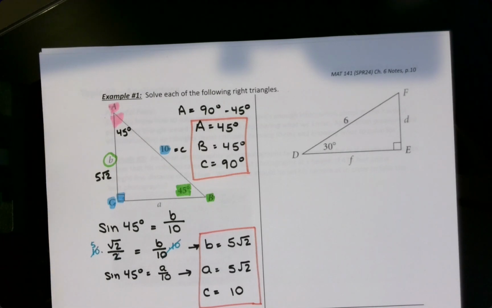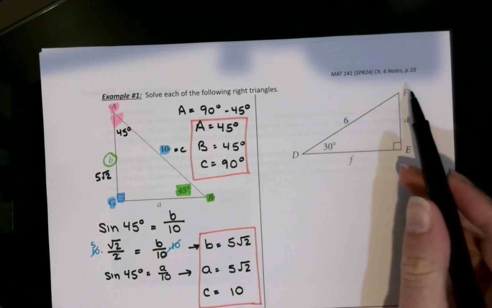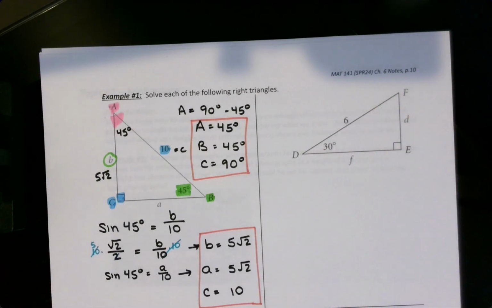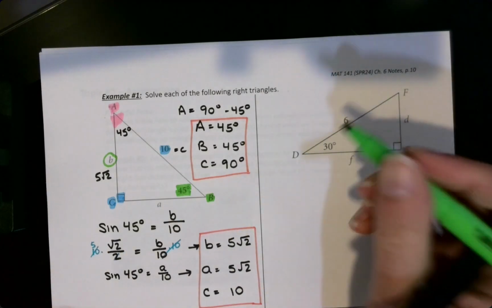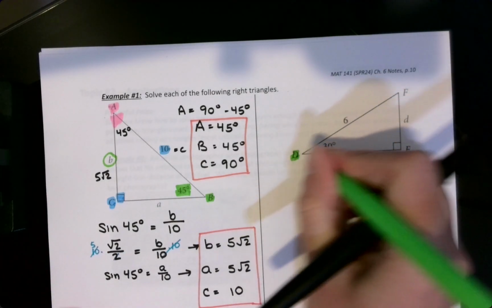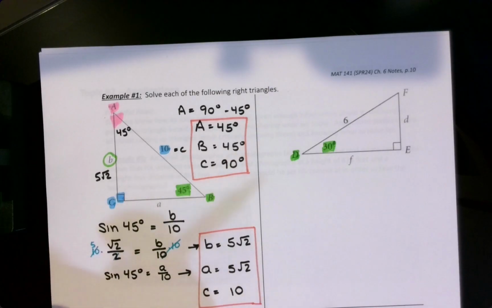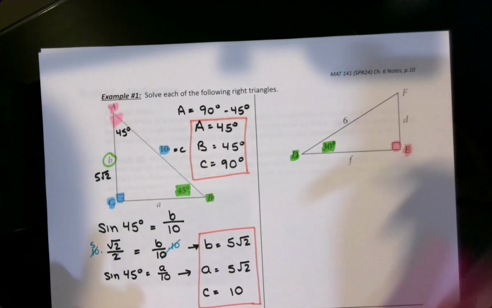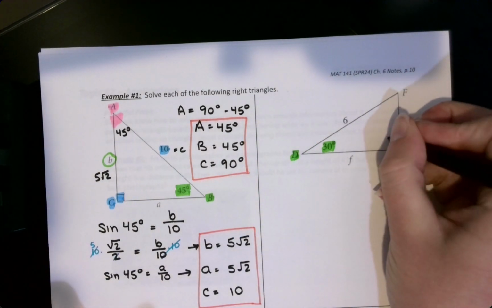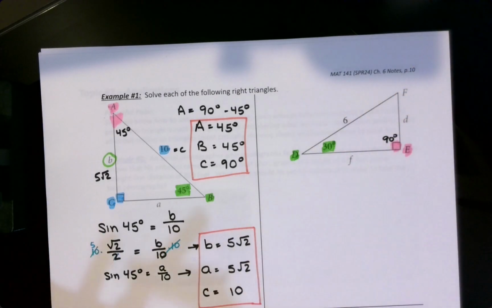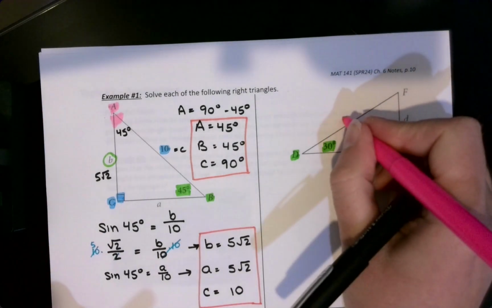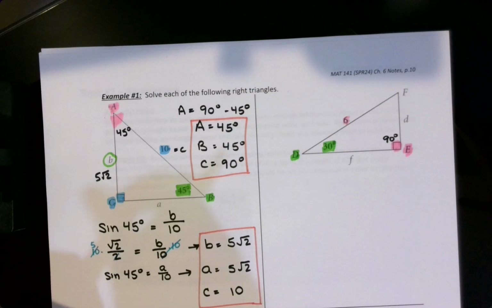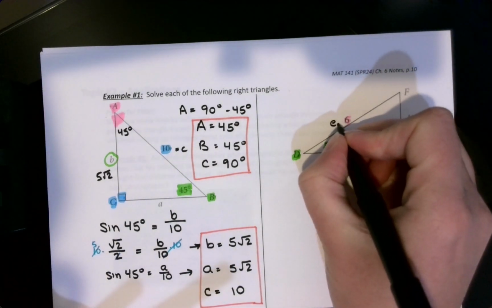All right. Let's take a look at the next triangle over here. This triangle is labeled with letters D, E, and F. What I know from this triangle is that angle D is a measure of 30 degrees. I know that angle E, different letter, is a measure of 90 degrees.